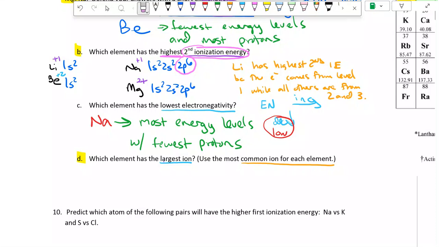Okay, and so the largest ion, we want to have the most energy levels. So it can't be lithium or beryllium because they only have 1 energy level. So the larger one has to be from Na plus 1 or Mg2 plus because they both have 2 energy levels. So out of those two, if they have the same number of electrons, remember these are considered something called isoelectronic if they have the same electrons. Okay, then we have to look at protons. So sodium has 11 protons and magnesium has 12 protons. So they both would have 10 electrons now, but which one's going to do a worse job pulling in those electrons and be larger? Sodium is going to have the largest ion.